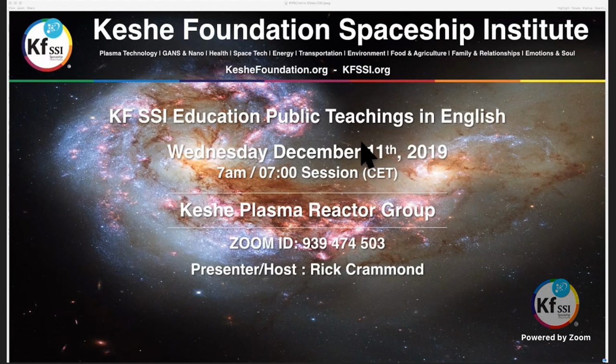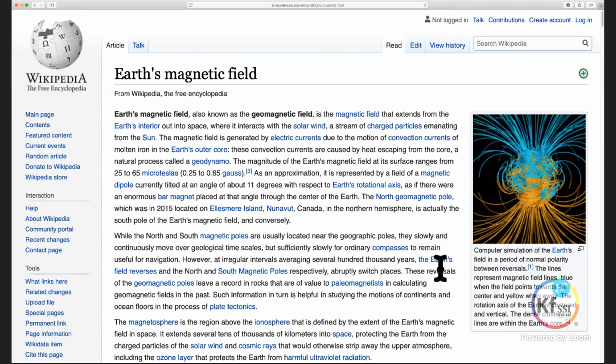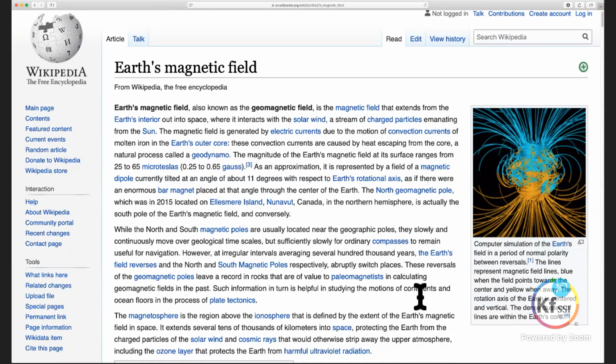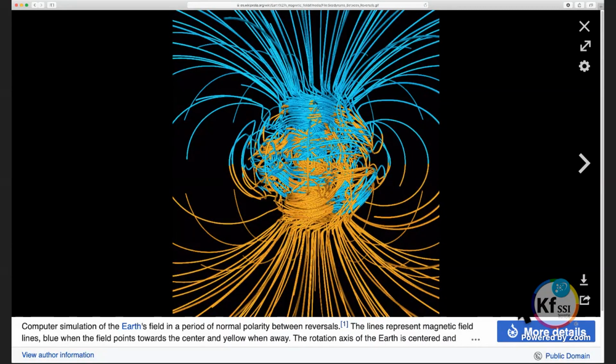I'll make it bigger. And share. Okay, this is from Wikipedia. It's just the Earth's magnetic field, and it gets into all the ins and outs of it, about how it reverses every several 100,000 years. The North and South poles abruptly switch places, and this is the simulation in the normal polarity between reversals.